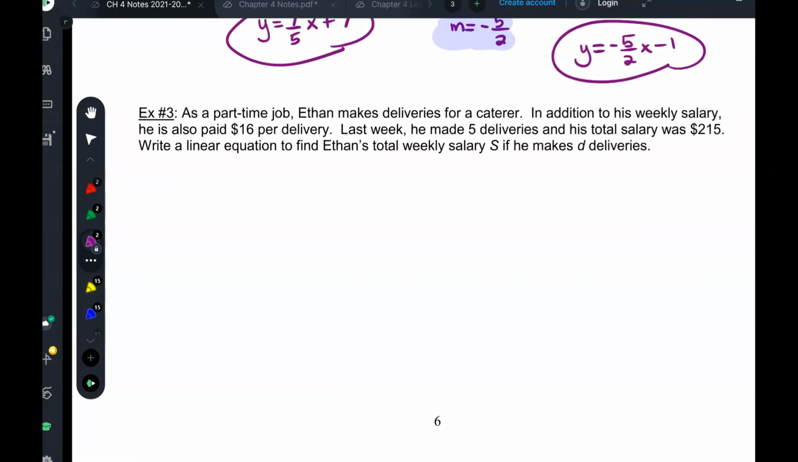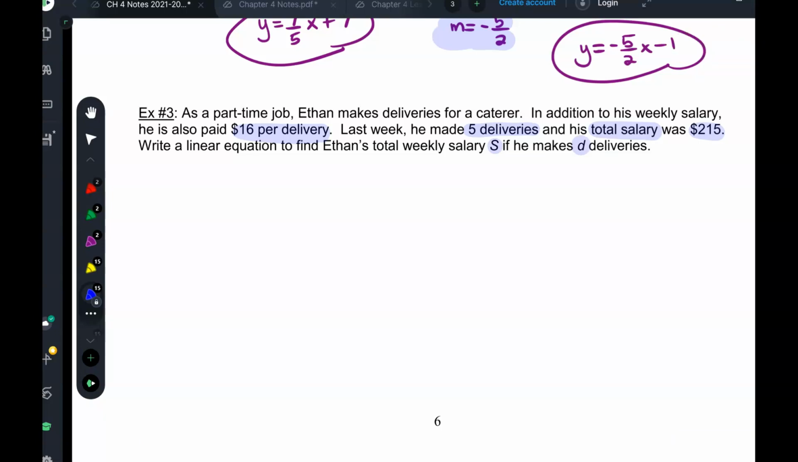Okay, the last example is a word problem. Okay, so let's take a look. As a part-time job, Ethan makes deliveries for a caterer. In addition to his weekly salary, he is also paid $16 per delivery. That's important. Last week, he made 5 deliveries, and his total salary was $215. Write a linear equation to find Ethan's total weekly salary S if he makes D deliveries.